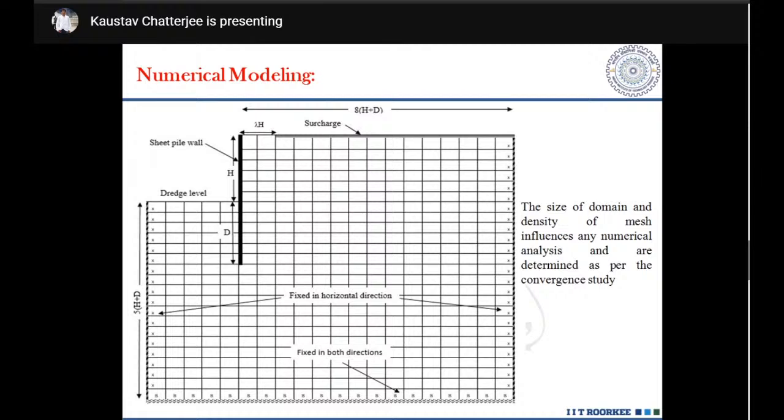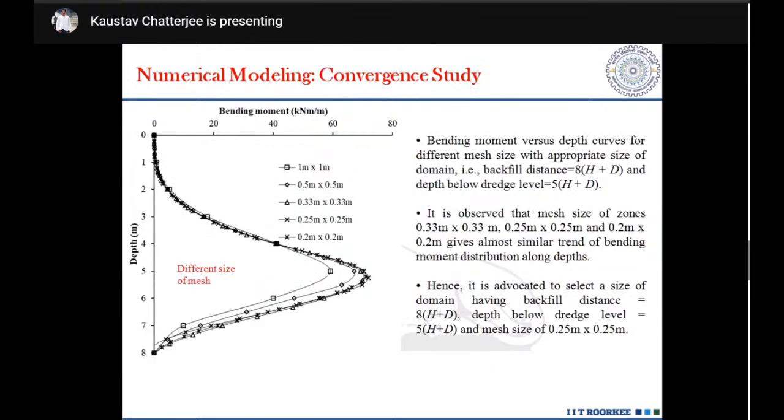But one more thing: here we have seen that for both 0.25 and 0.2 we are almost getting the same result. Then why didn't we go for 0.2? We could have gone for 0.2, no problem, but in that case the computational time again increases. So we resorted to 0.25 by 0.25.